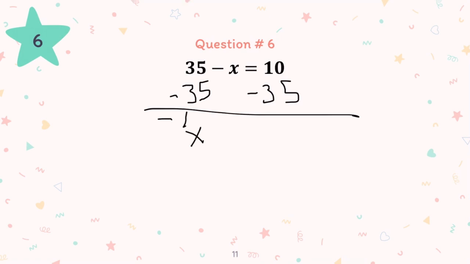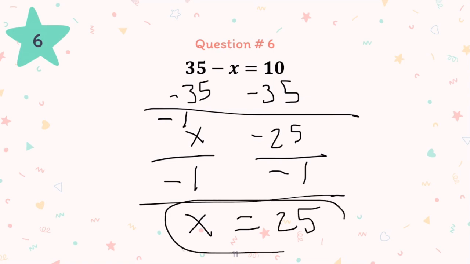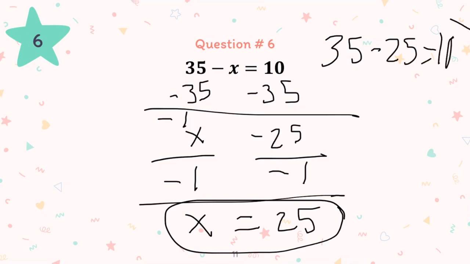So then it's basically going to equal x. So then we divide it by negative 1. And then 10 minus 35 equals negative 25. And then we divide that by negative 1 as well. And then we are basically left with x. And then x equals positive 25. And to check if we're correct, we are going to do 35 minus 25 equals 10.